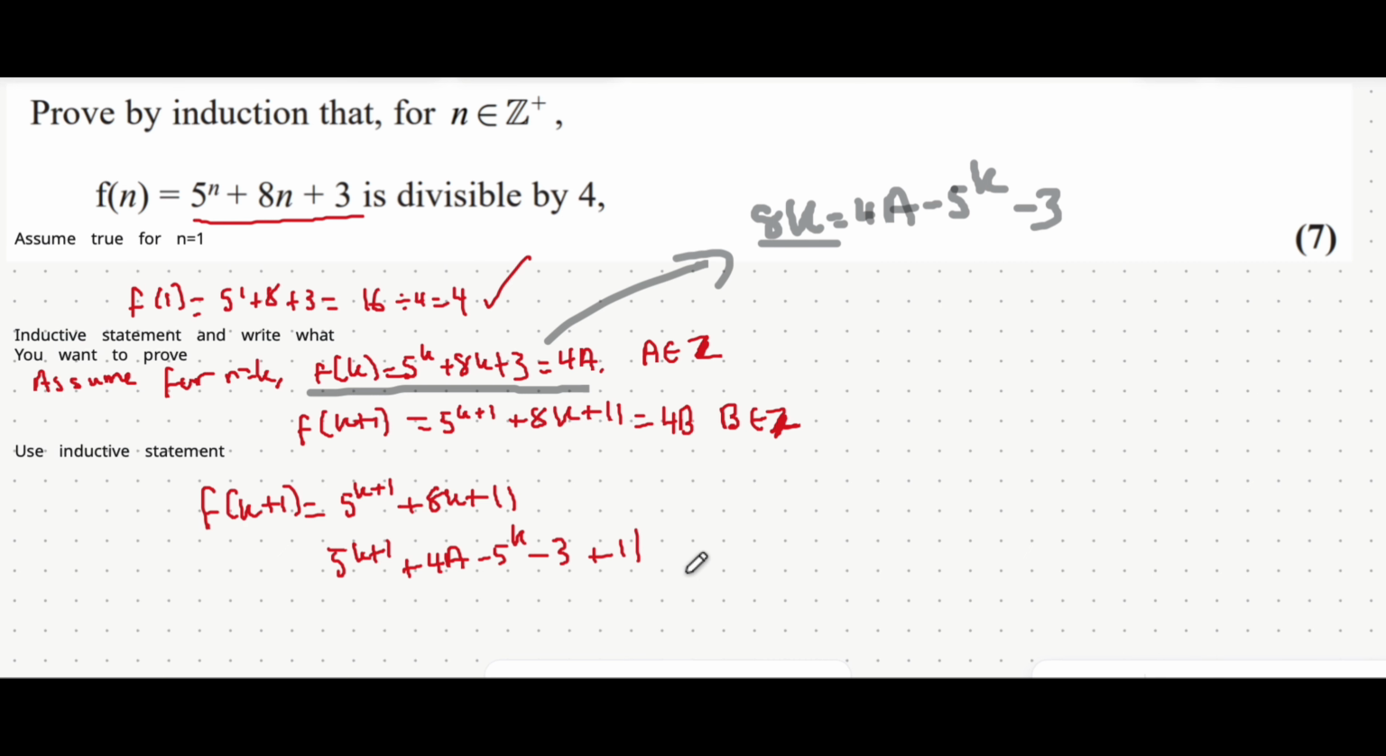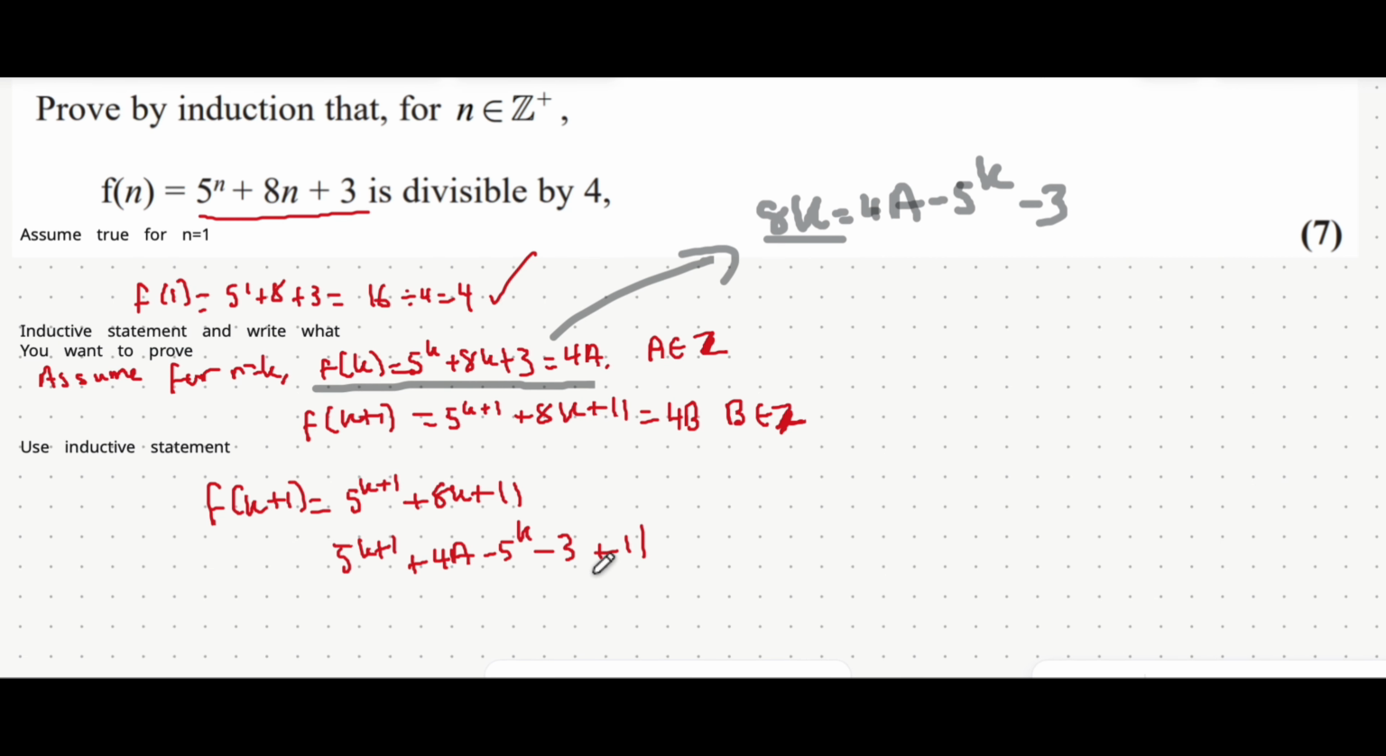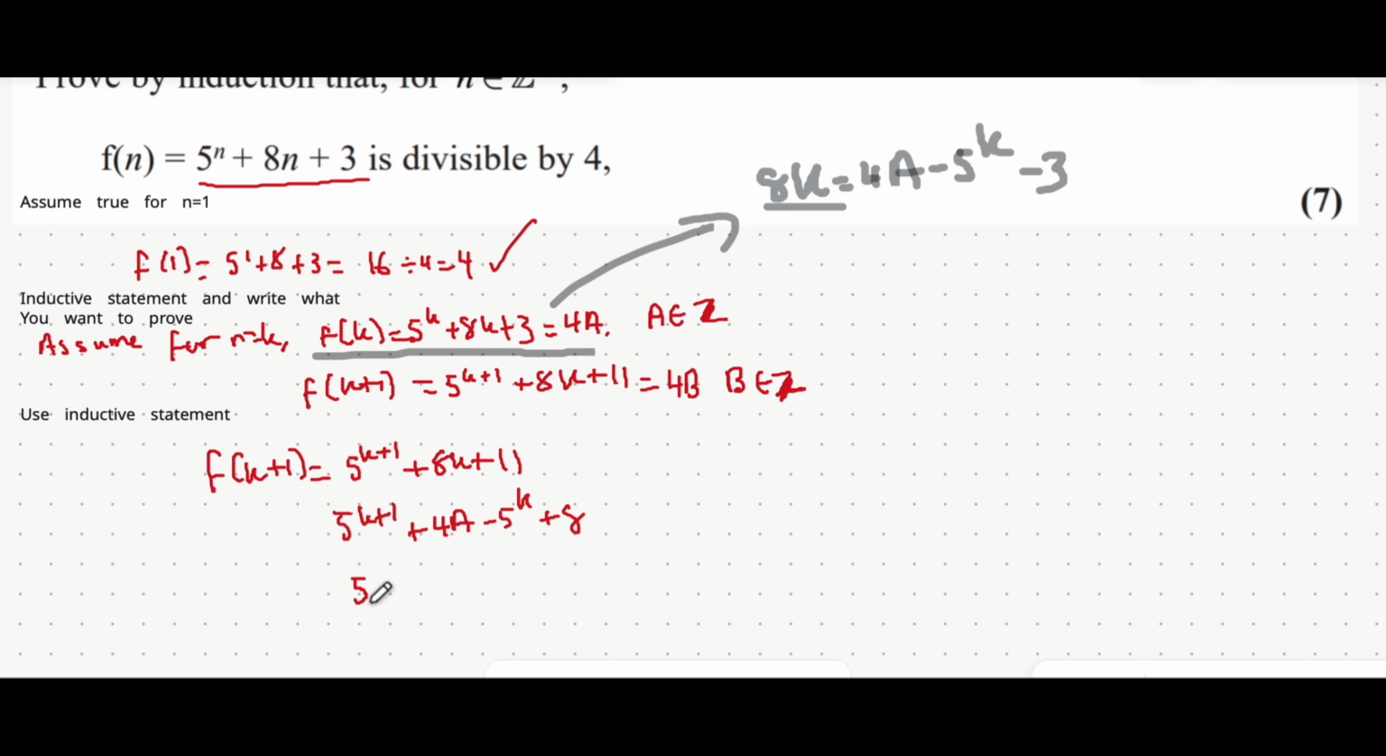When you do that, minus 3 plus 11 is positive 8. So let's cross that out and write plus 8. On top of that, you can factor out 5 to the power of k from these two terms. I think that's going to help, so let's do that. The reason why we're able to do that, by the way, is because 5 to the power of k plus 1 can be rewritten as 5 multiplied by 5 to the power of k. So let's do that because I think it'll help you understand more.